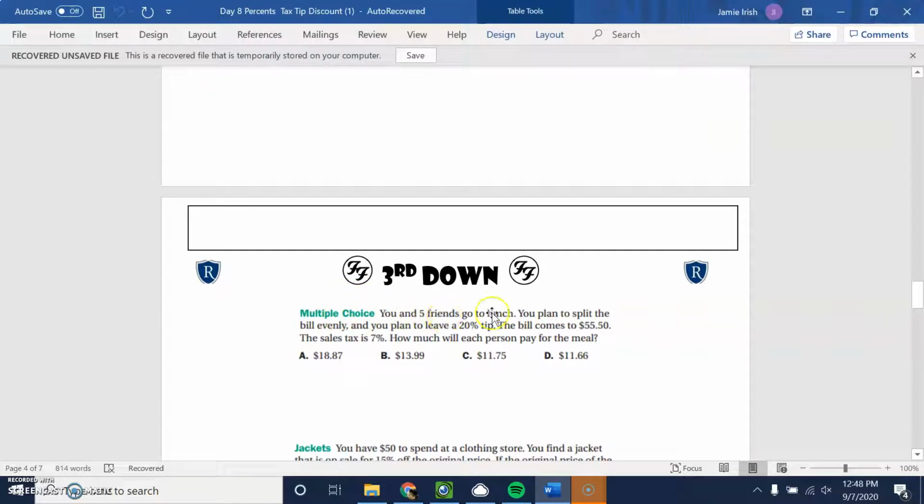Multiple choice. You and 5 friends go to lunch. You plan to split the bill evenly, and you plan to leave a 20% tip. The bill comes to $55.50. The sales tax is 7%. How much will each person pay for the meal? Okay. So you and 5 friends go to lunch. Remember, the tax goes first, and then you tip. So tax, then tip. Ready, set, go.